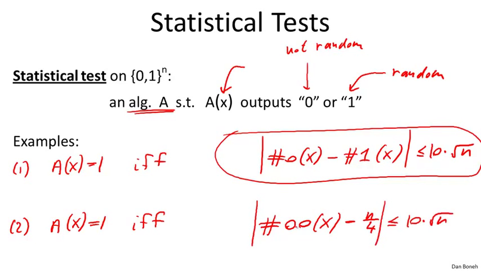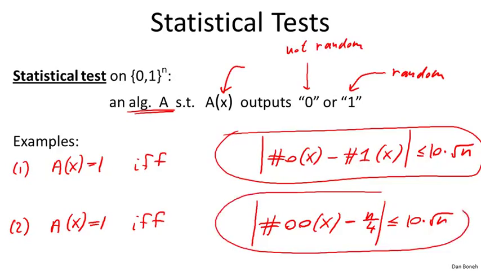And so what the statistical test will do is it will say, well, if the number of 0s is roughly n over 4, in other words, the difference between the number and n over 4 is, say, less than 10 square root of n, then we will say that x looks random. And if the gap is much bigger than n over 4, we'll say, hey, this string doesn't really look random, and then the statistical test will output 0.